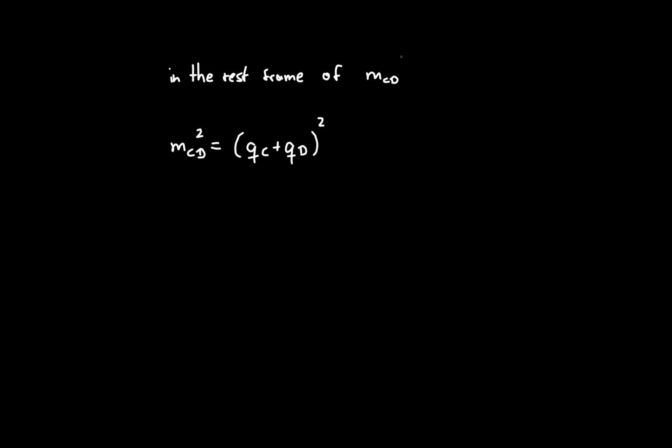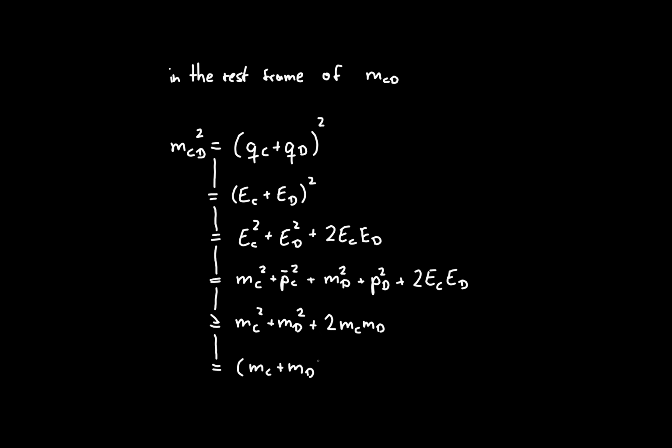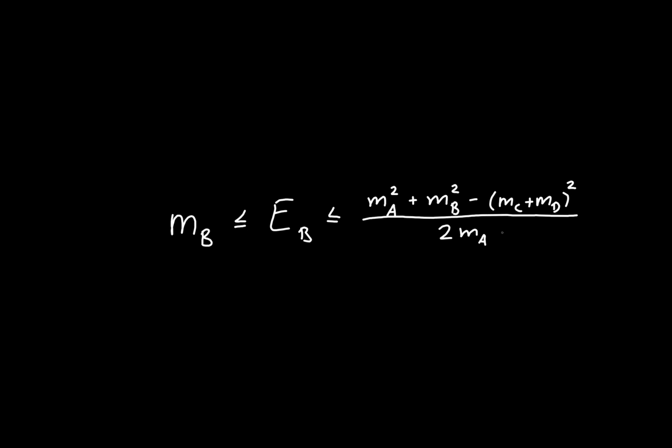In this reference frame, the sum of the three-momenta of both particles is 0. Consequently, the sum of the two four-momenta squared is equal to the sum of the two energies squared. In the rest frame of m_CD, the two masses m_C and m_D are still constants. The squares of the two momenta p_C and p_D are greater than or equal to 0. Therefore, m_CD squared is just greater than or equal to m_C plus m_D, and then squared. This gives us the following range of values for the energy of particle B.